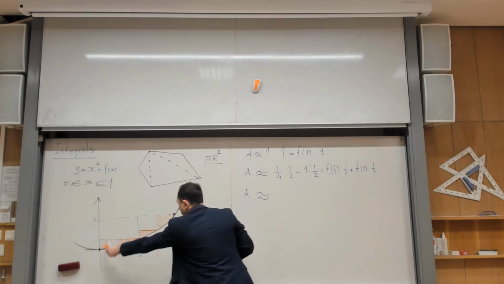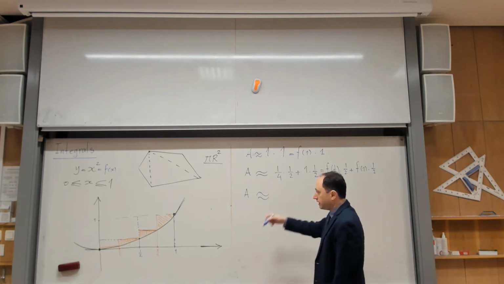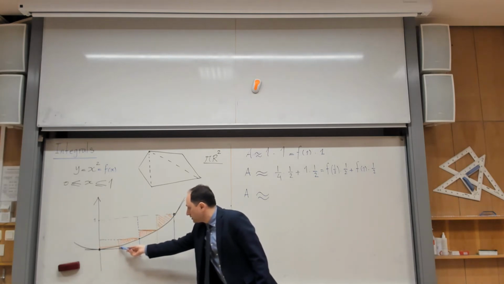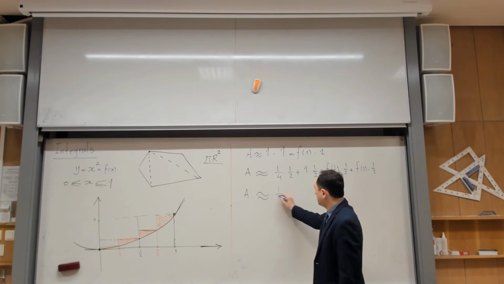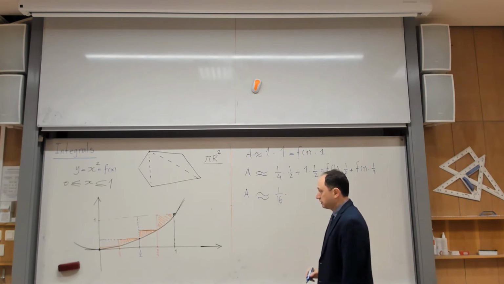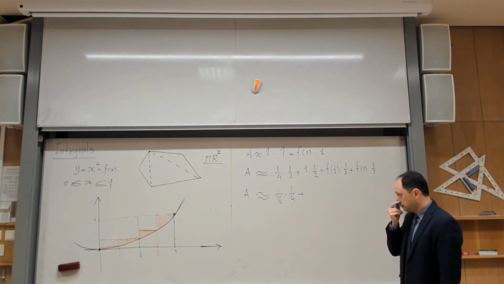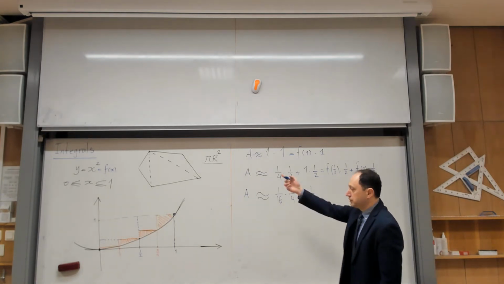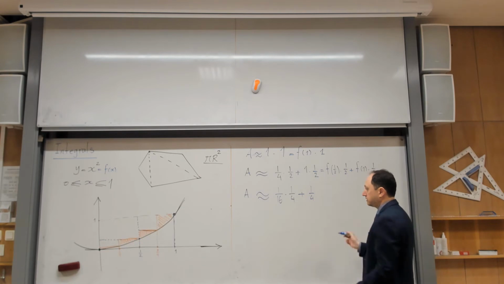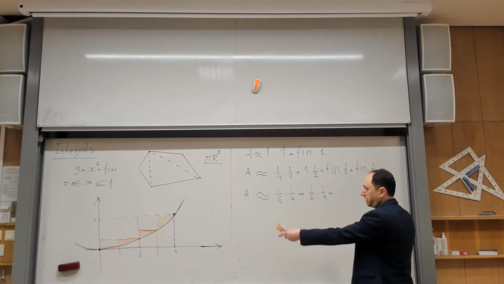The area of the first rectangle is how much? What is the height? Can you tell me this is small height? 1/16. Multiplied by what? 1/4. Then I go to the next rectangle. So what is the height? 1/4. So you are putting that number into the function. What is the width or length? Is again 1/4.